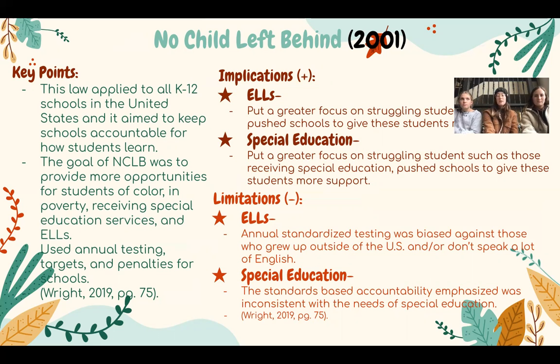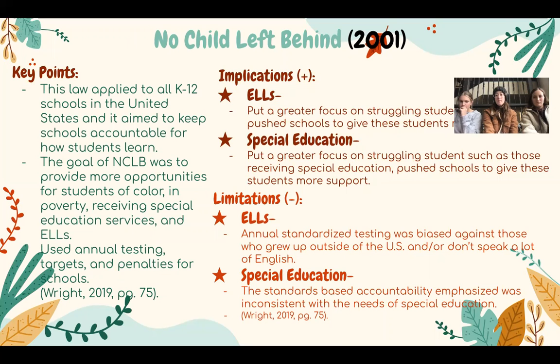And to keep the schools accountable for how they taught, the government used annual testing, targets and goals, and they even penalized schools for not reaching these goals or helping these students. And so the implications were that it put a greater focus on struggling students who really needed help, and it pushed the schools to give them more opportunities. And the same thing goes for special education. It pushed schools to give them more opportunities and just to help them in more ways because they have more needs.